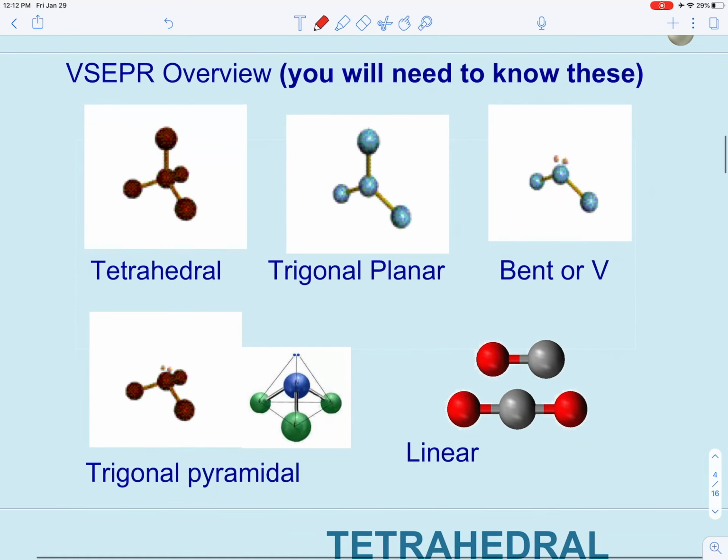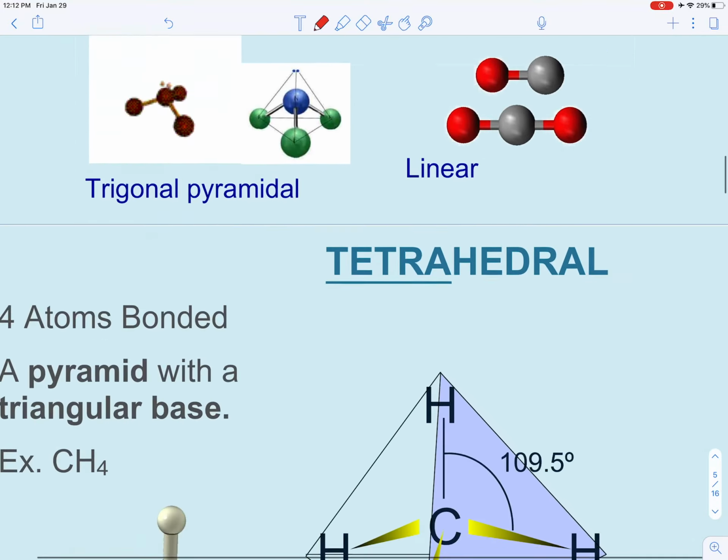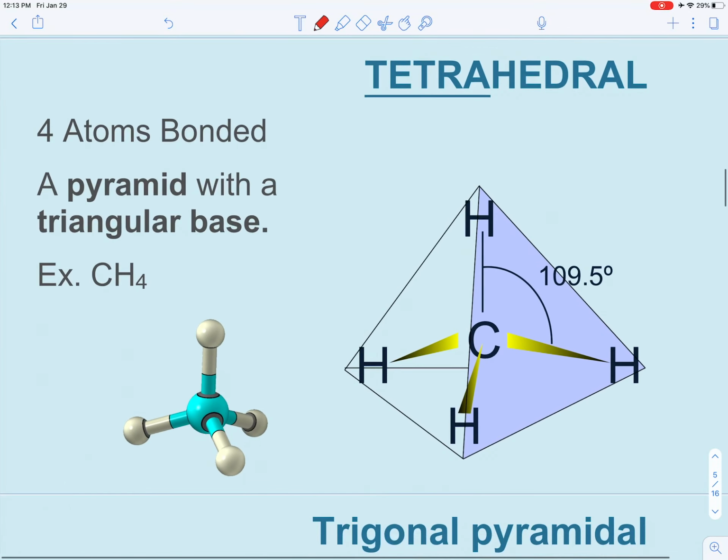Okay, these are the 5 that you'll need to know, and we're going to go over each one: tetrahedral, trigonal planar, bent, trigonal pyramidal, and linear. So tetrahedral, remember the prefix tetra means 4. So here we have 4 atoms bonded to the central atom. So 1, 2, 3, 4. And this is a pyramid with a triangular base, essentially. Okay, so methane, CH4, is a good example of a tetrahedral.